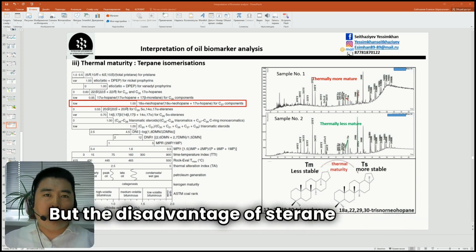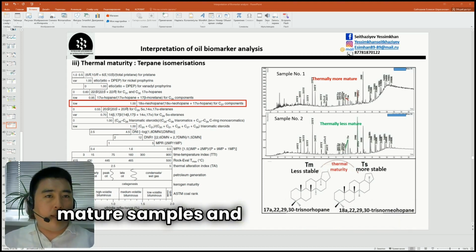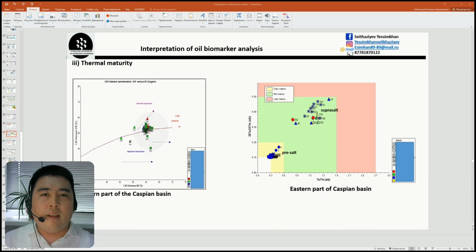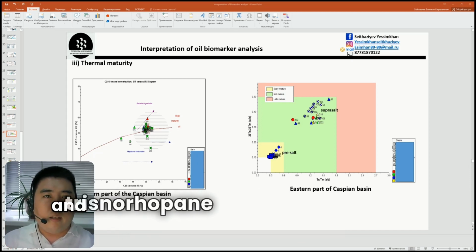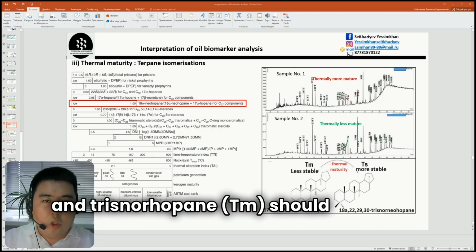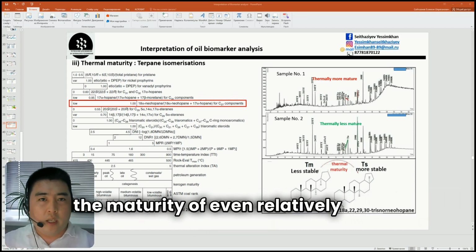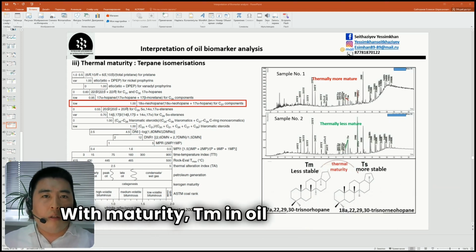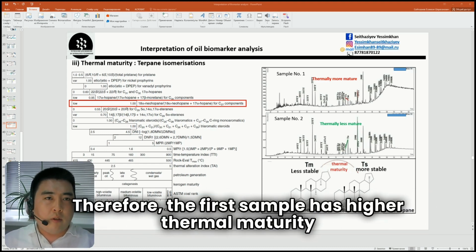But the disadvantage of sterane isomers is that they are not reliable for highly mature samples, and it should be noticed that biodegradation affects these parameters as well. Therefore, terpanes such as hopane and moretane should be used to assess the thermal maturity of even relatively higher mature samples. With maturity, Tm in oil converts into Ts. Therefore, the first sample has higher thermal maturity than sample number two.